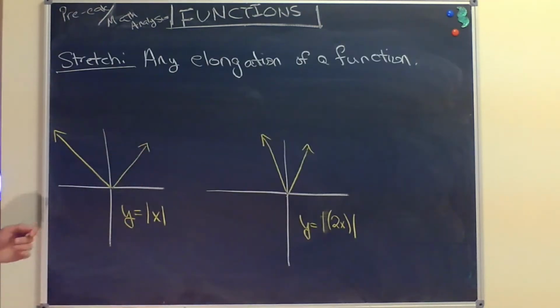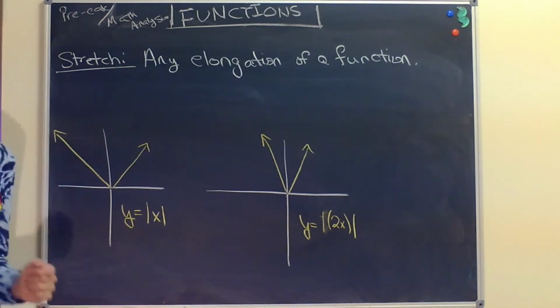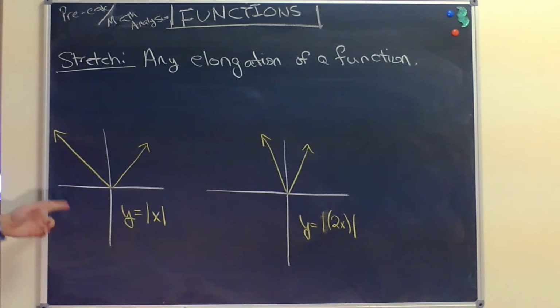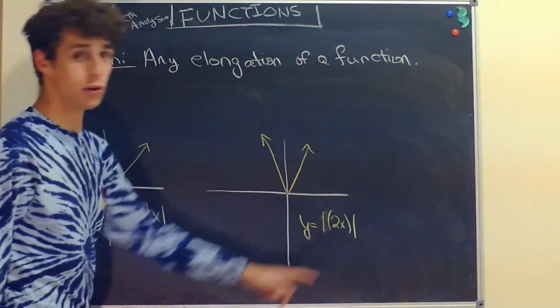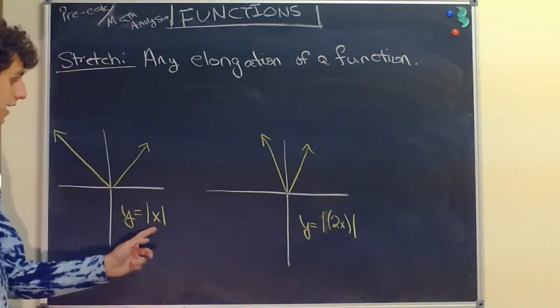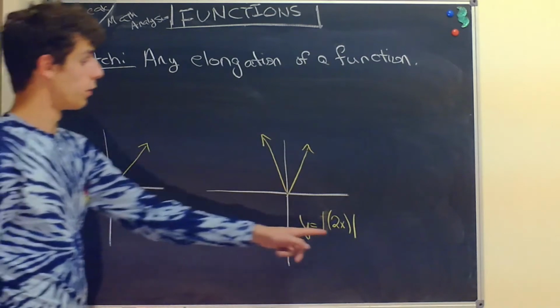Okay, so here we have a stretch of a function. And remember, a stretch is any elongation of a function. So here we have our parent function y equals the absolute value of x, as we saw before in our toolkit functions. And we want to stretch it by a factor of 2. And we replaced x inside this absolute value symbol here with 2x over here.